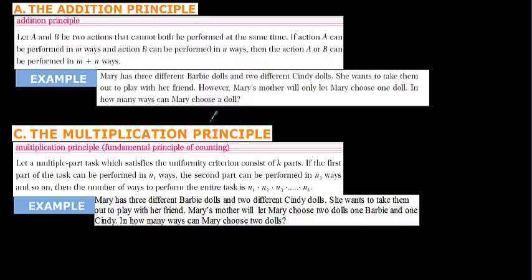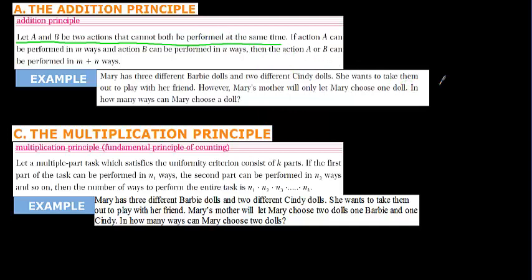In this video we are going to study the multiplication principle and the addition principle. If we check the difference between them, we can understand it from the first word. Let A and B be two actions that cannot be performed at the same time. In the addition principle, the actions cannot be performed at the same time, but in the multiplication principle, they must be performed at the same time.